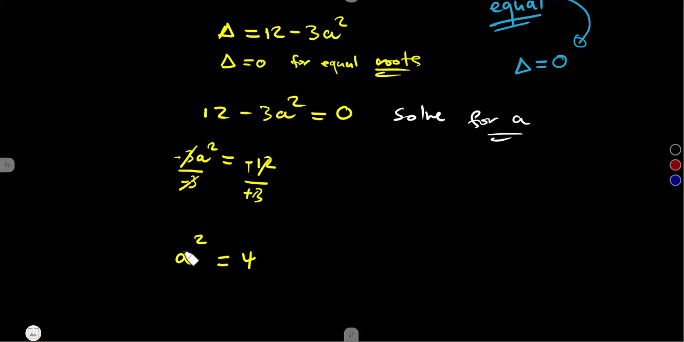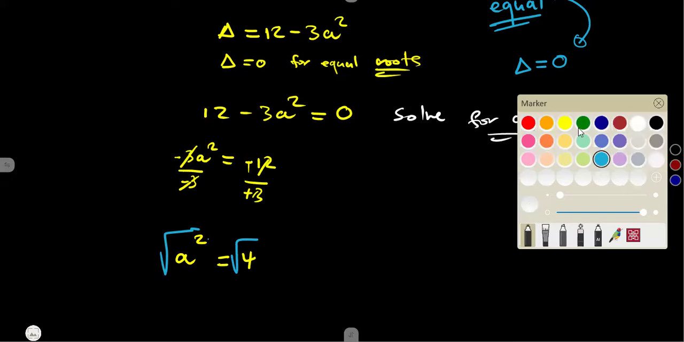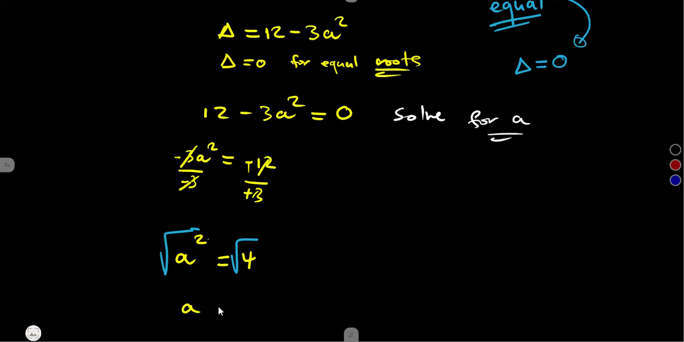A squared, not a, but a squared. So what about a? You introduce the square root to get rid of that square. Knowing that the square root of any number is plus or minus, our a will be equal to plus or minus 2, the square root of 4. So that's why we've got two values there: 2 or minus 2. We could have solved it that way.